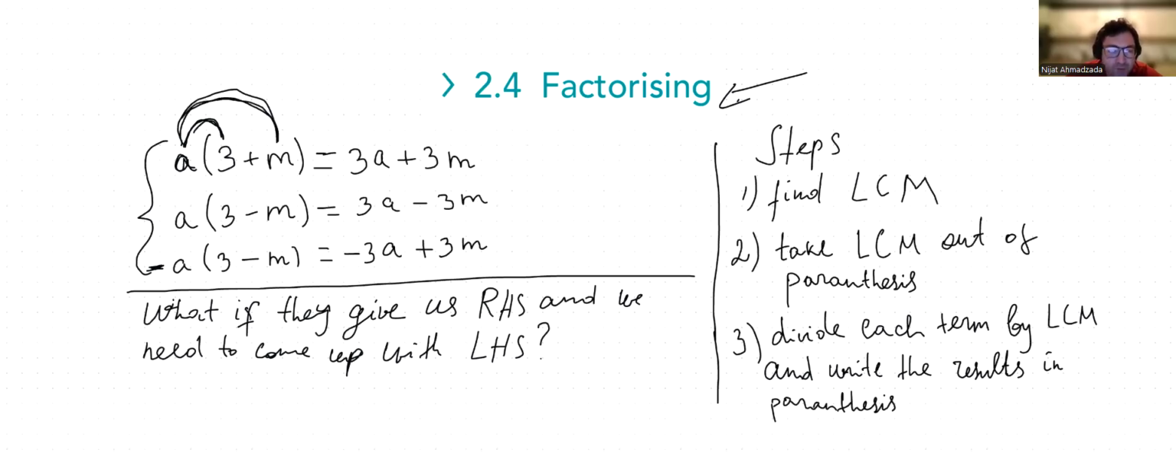So in the first example, we take A, we multiply it with 3. That's why we got 3A. And then we take A, we multiply it with M. That's why we have 3M. That's it. Next example, we take A, multiply it with 3, A multiplied by M, 3M.